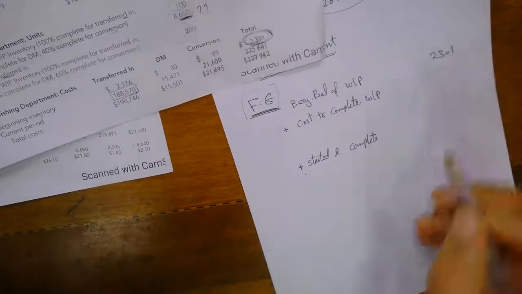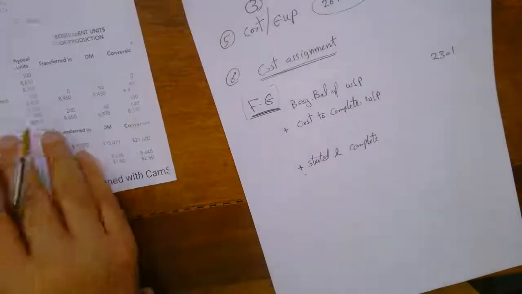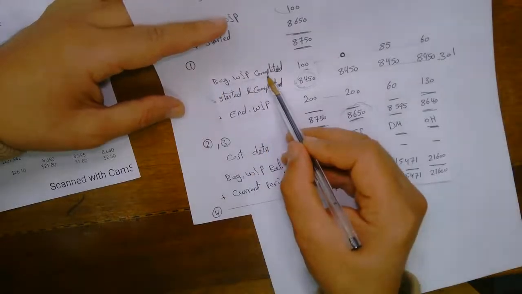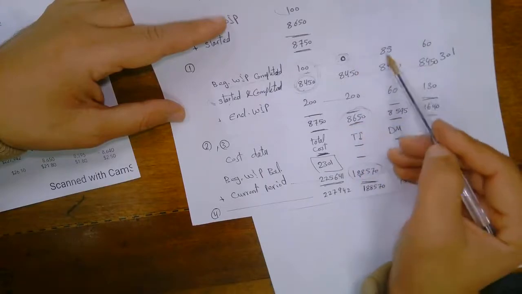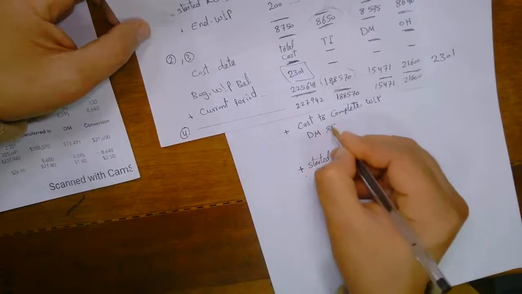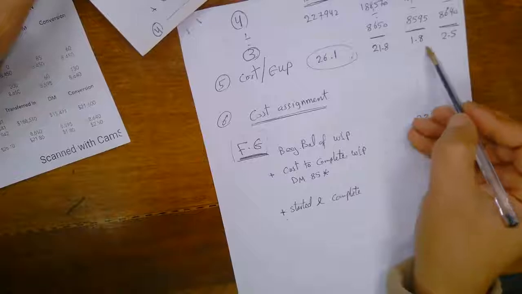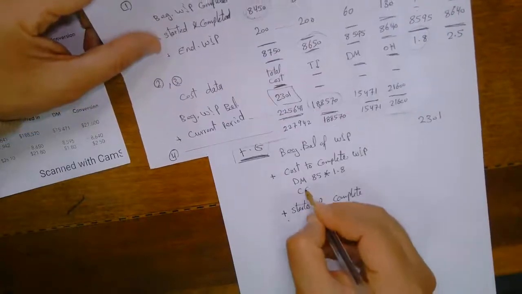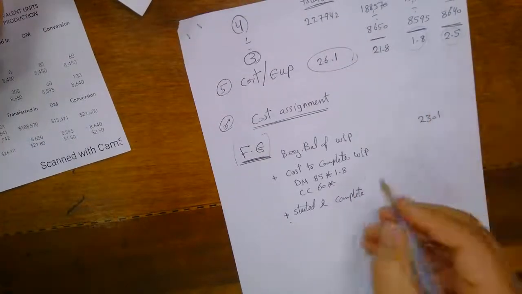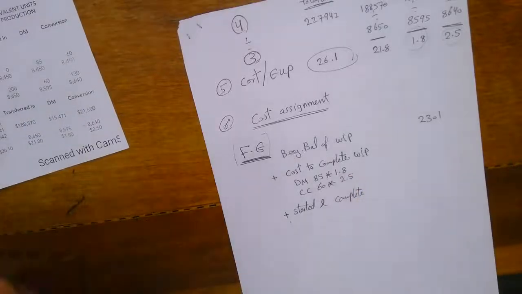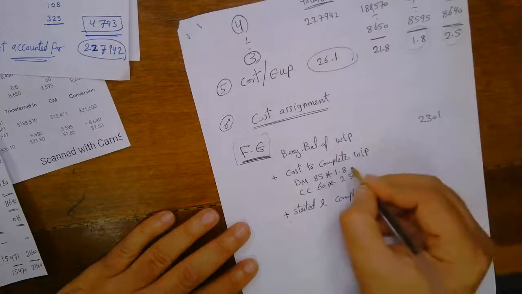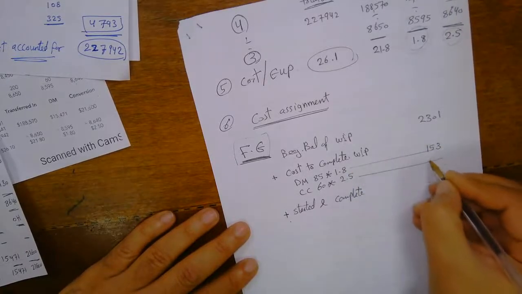Beginning inventory, its balance 2,301, plus cost to complete work in process. Cost to complete, from step number 3: to complete beginning work in process we need 0 from transferred in plus 85 direct material. Direct material 85 times cost per equivalent unit from direct material 1.8. Conversion cost 60 units times cost per unit from conversion cost 2.5, equals 153 and 150.